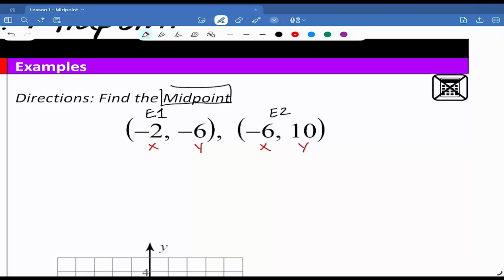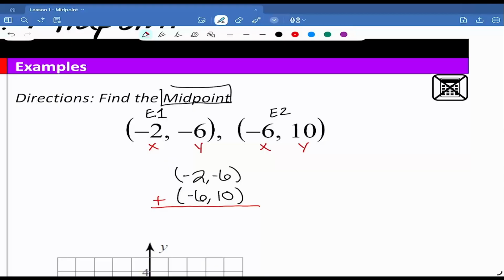So for us, what we're going to do is stack these ordered pairs. So I'm going to write down my first ordered pair, which is -2 and -6. And underneath that, I'm going to write the second one, which is -6 and 10. Now, in an ordered pair, we already know that x is first, y is second. And because we're doing midpoint, we have to add these together. Now, I've got -2 plus -6.